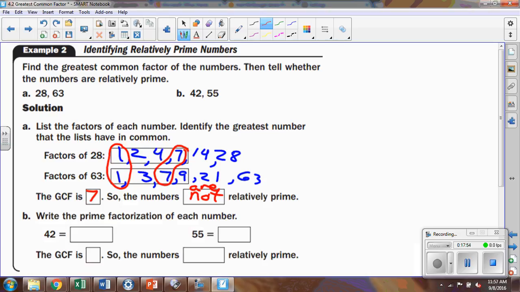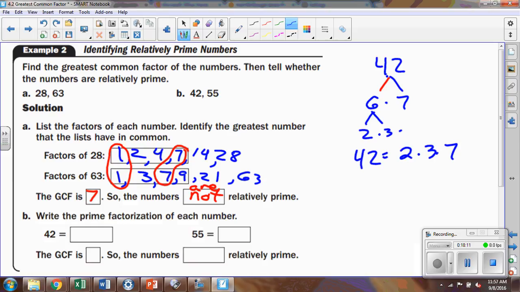Using the prime factorization method for part B, 42 we know is 6 times 7. And so we wind up with 42 is 2 times 3 times 7. 55 is nothing more than 5 times 11. What we've done is create the prime factorization for both numbers. And now we're looking to see what they have in common. What number appears on both prime factorization lists?